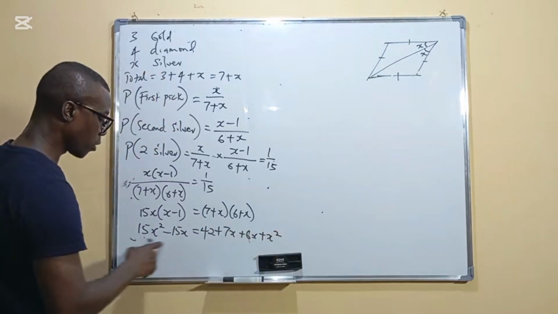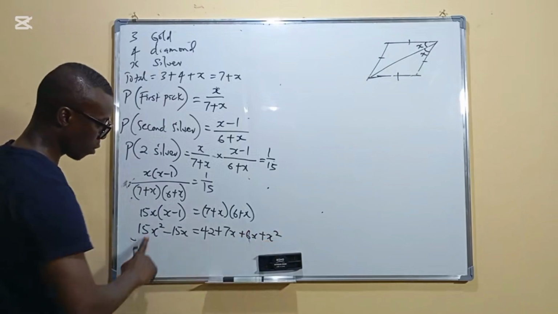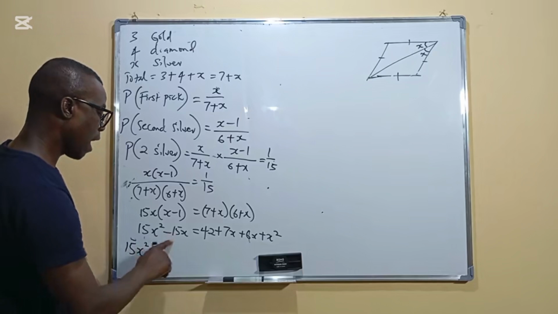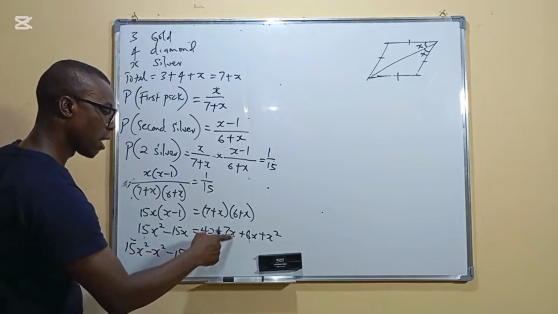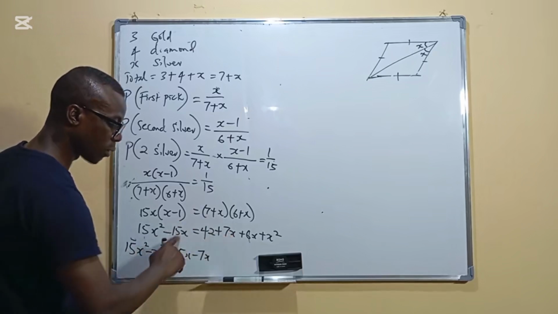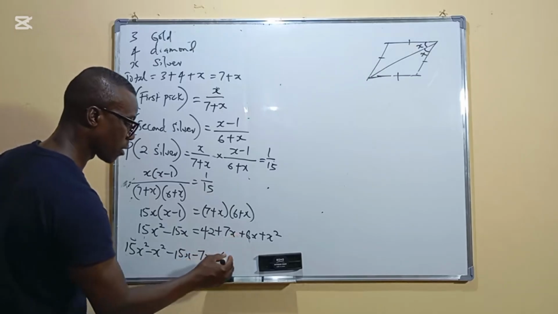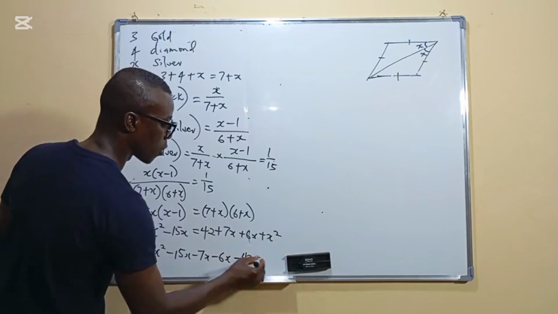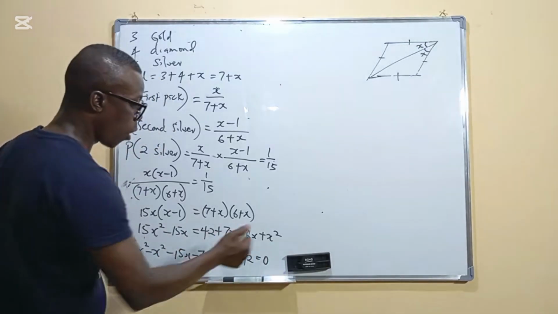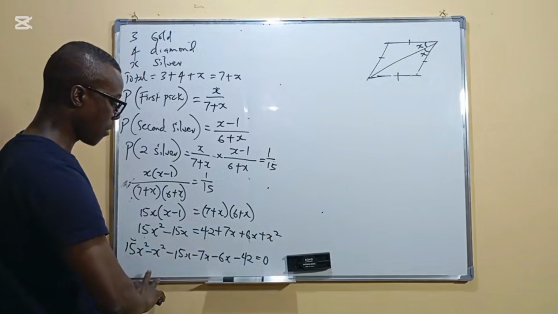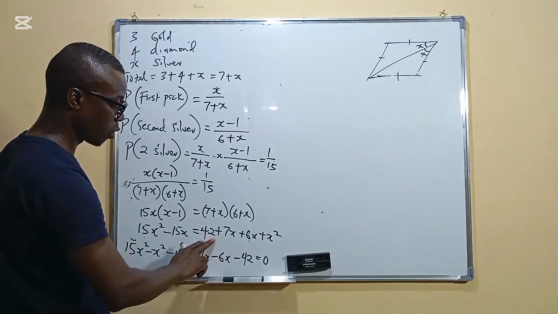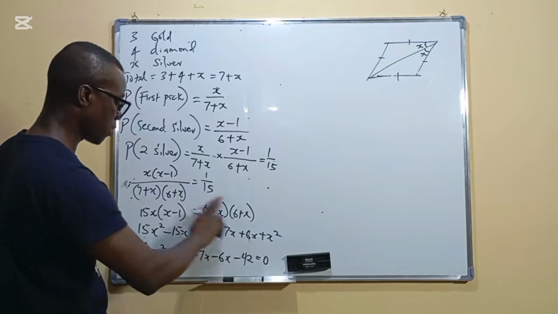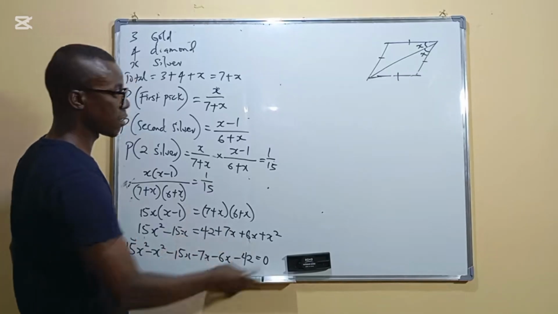Now, rearranging this all together, picking the x squared terms, that becomes 15x squared minus x squared. Then I have minus 15x, minus 7x, and likewise minus 6x, and then minus 42, all equal to 0. That's to say, everything on the right-hand side has been moved to the left-hand side, so you can see the signs change. When 42 moved to the other side, it became minus 42. 7x became minus 7x. 6x became minus 6x, and so on.